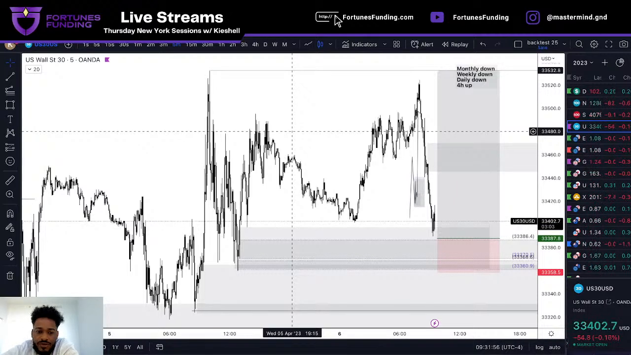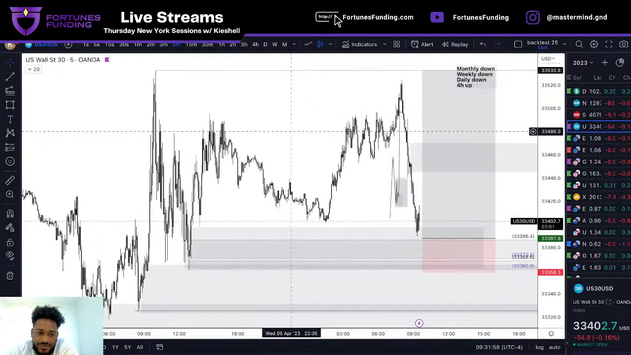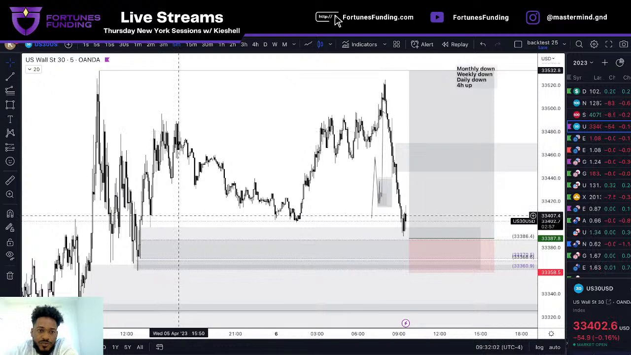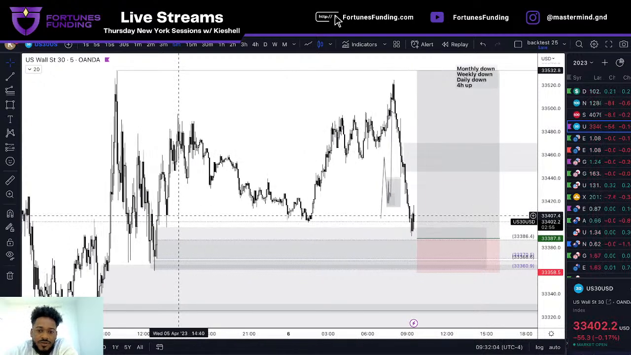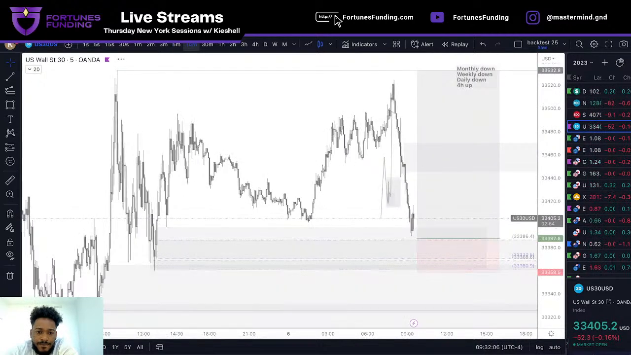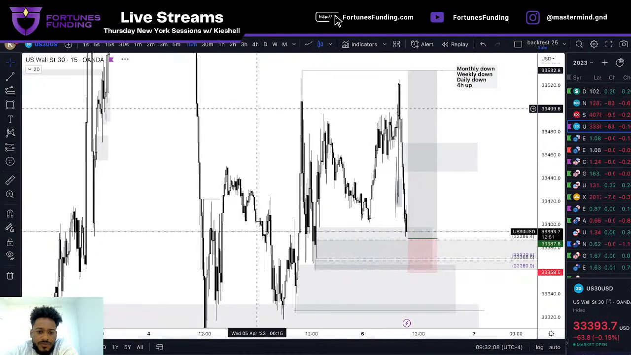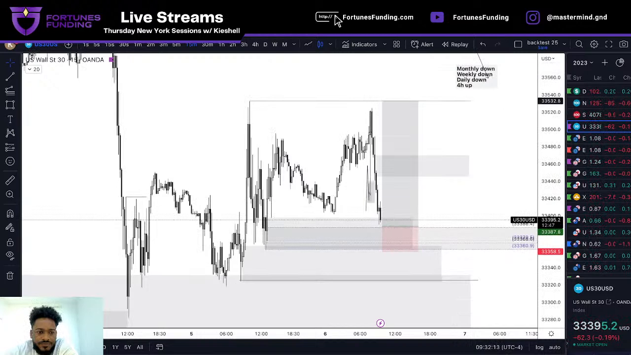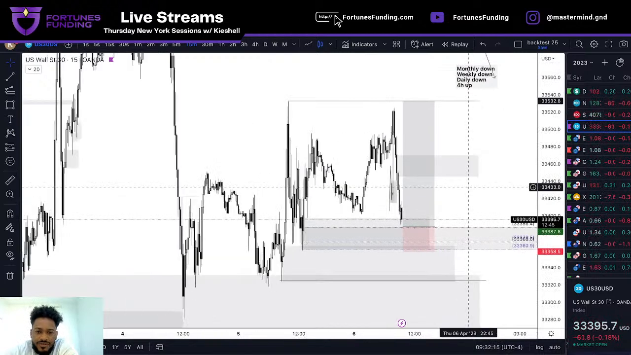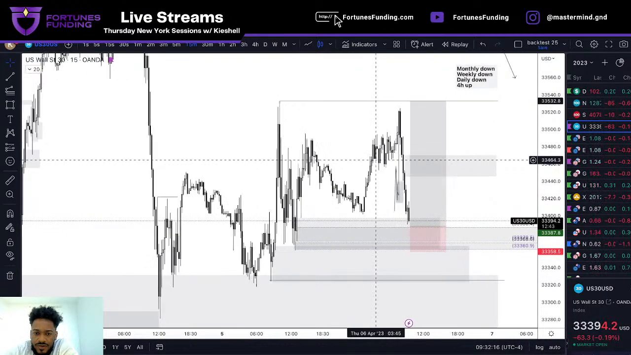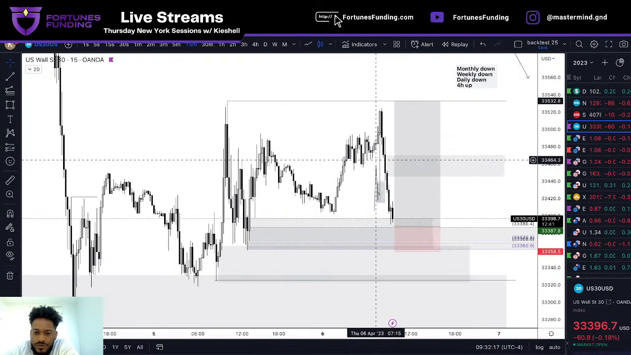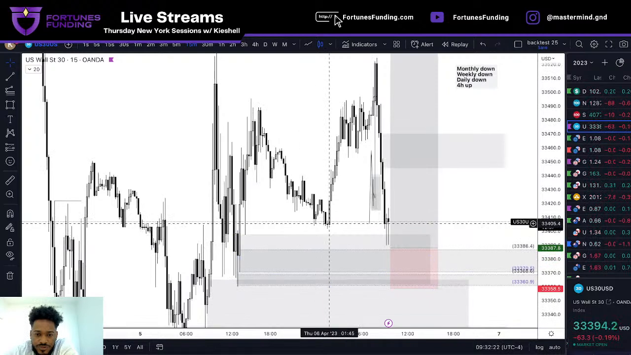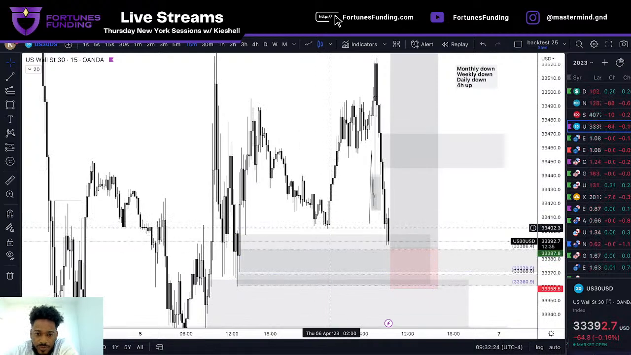From body to wick, unless it's a doji candle. If it's a doji candle, then it will be from wick to wick. But if it's a regular candle, then it's body to wick. So for example, this candle right here is a doji candle. I would take it from wick to wick.